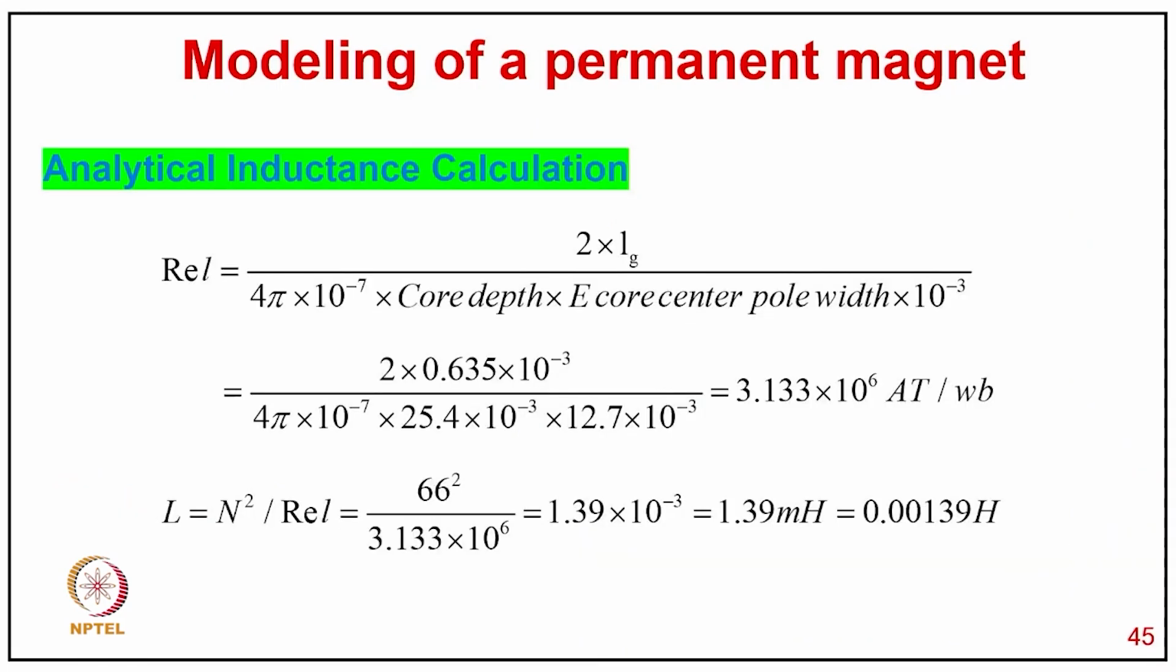Now coming to analytical reluctance calculation. Reluctance is equal to Lg upon 4π into 10 power minus 7 into core depth into E core center pole width into 10 power minus 3. Putting the values, it comes to 3.133 into 10 power 6 A-turns per Weber, and L equals N squared upon reluctance. So putting the values, it comes to 1.39 millihenry.